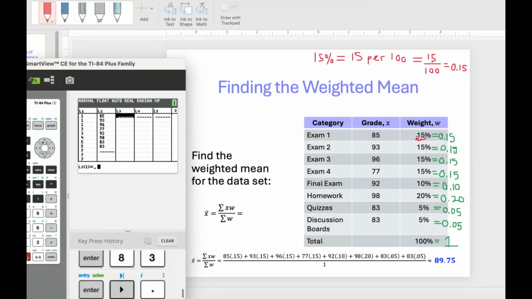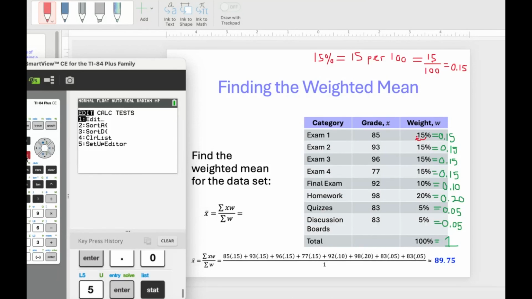And then 0.15 is the weight for the first one. Second exam is also 0.15. Third exam is also 0.15. Fourth one is 0.15. The final is worth 0.1. Homework is worth 0.2. Quizzes are 0.05. And discussion boards are 0.05. And then notice that our x values are in L2 and our weights are in L3.